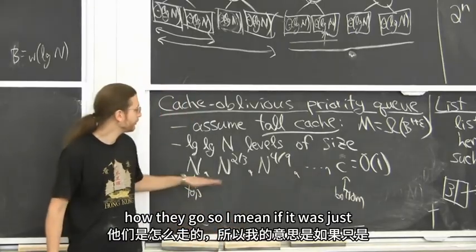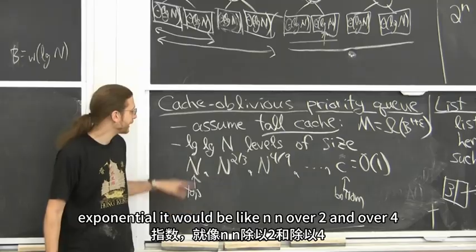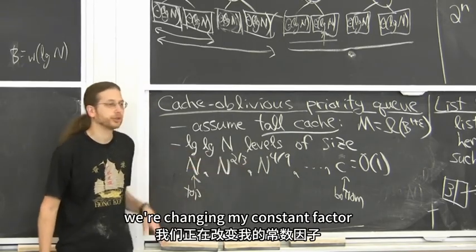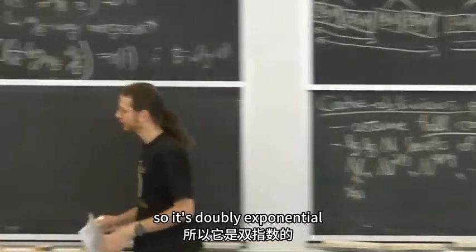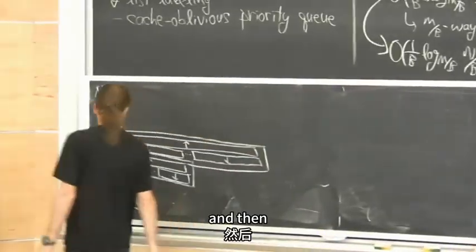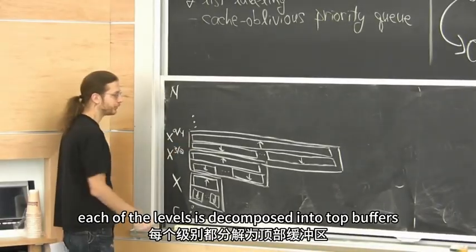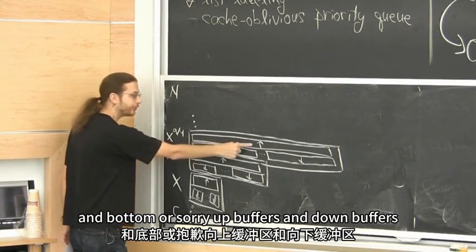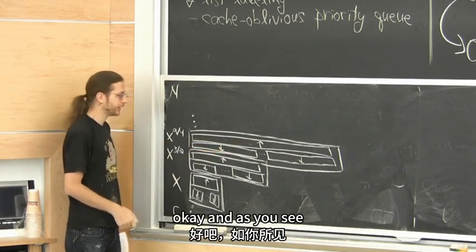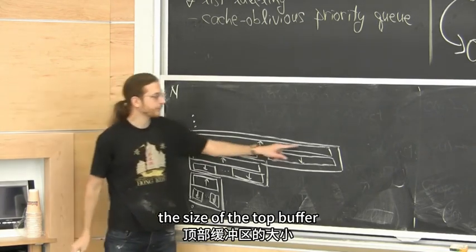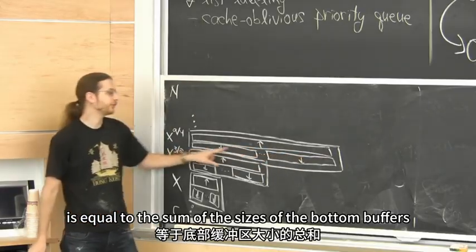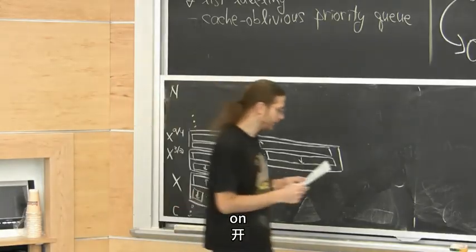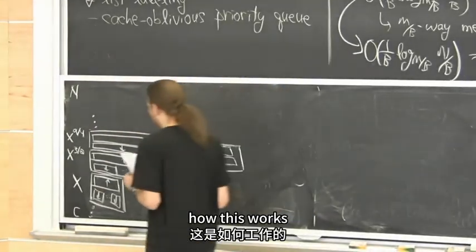So if it was just exponential, it would be like n over 2, n over 4. But we're doing, in logarithms, we're changing by constant factors. So it's doubly exponential. And then each of the levels is decomposed into top buffers and up buffers and down buffers. Okay, and as you see, the size of the top buffer is equal to the sum of the sizes of the bottom buffers. So let me elaborate on how this works.